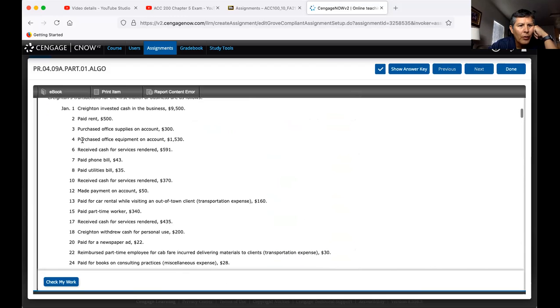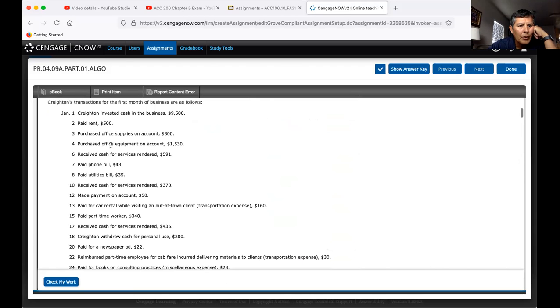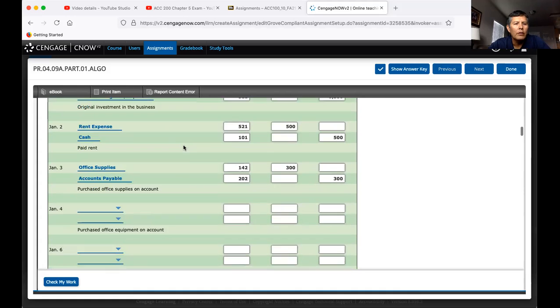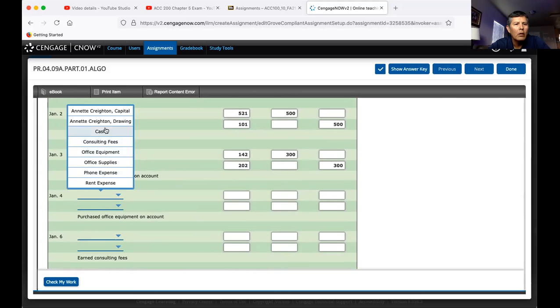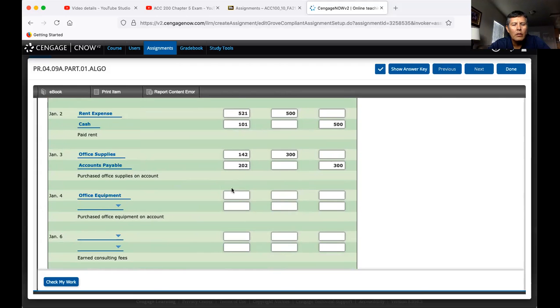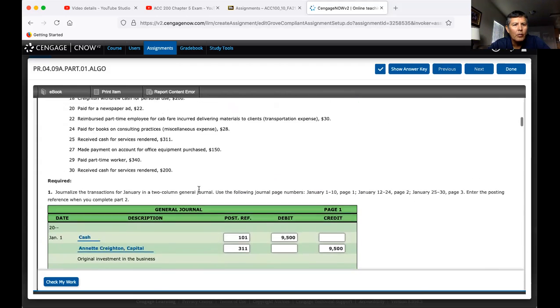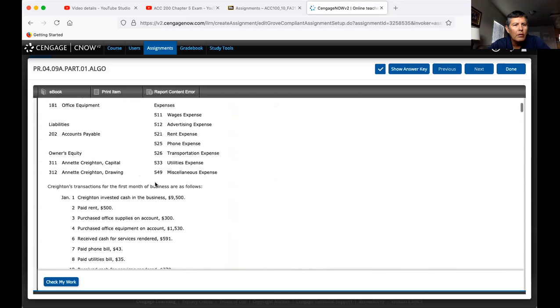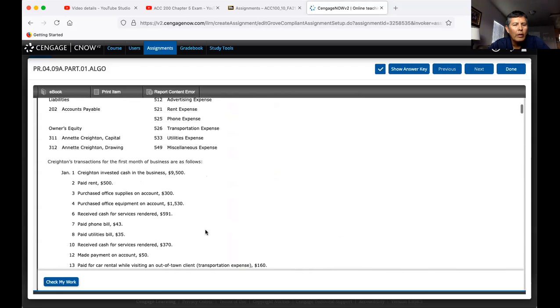So we're on the 4th, purchase office equipment on account. So is it payable again? Purchase office equipment on account for 1530. 1530, this is the 4th. Okay. Office equipment. Our office equipment account number is 181.